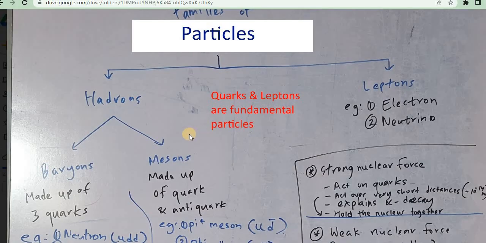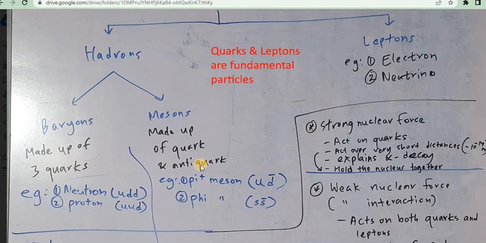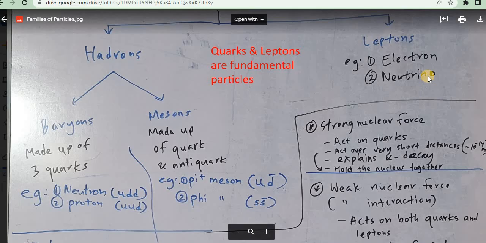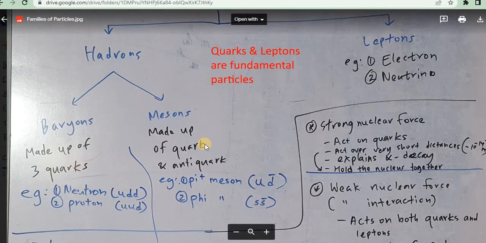Hadrons are made up of quarks. Hadrons, which are made up of 3 quarks, are called baryons. Hadrons, which are made up of a quark and an antiquark, are called mesons. Now, antiquark is the antiparticle of quark. Okay, so even these leptons have antiparticles. So quarks have antiparticles, antiquarks. So baryons are made up of 3 quarks. Mesons are made up of a quark and an antiquark.